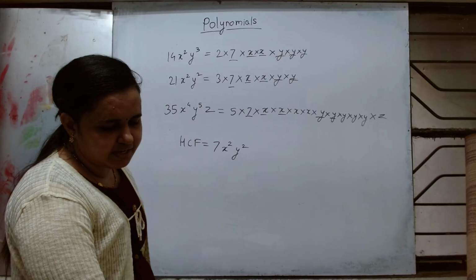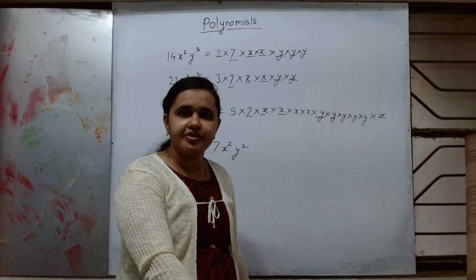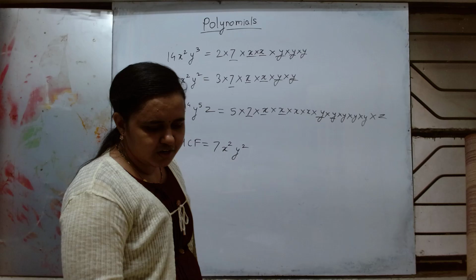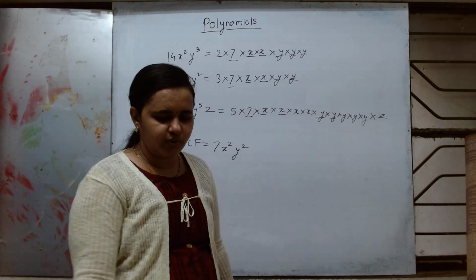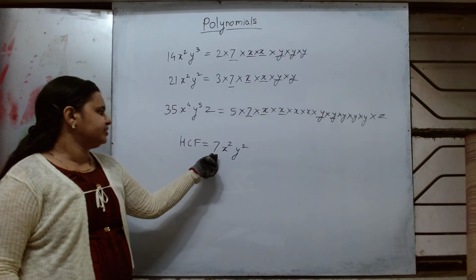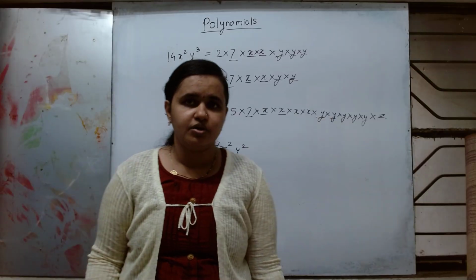And the third one, the HCF of literals. Literals means variables. The HCF of variables is coming as x square, y square. So the third option is also correct, x square, y square. And the fourth one is wrong. The HCF is coming 7, x square, y square. The first and third options are correct.